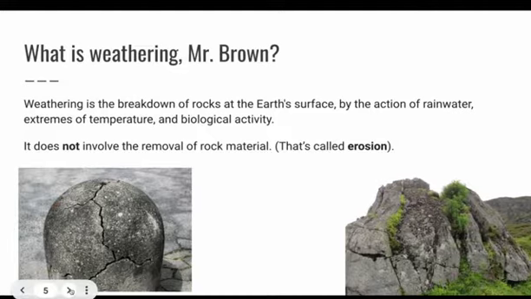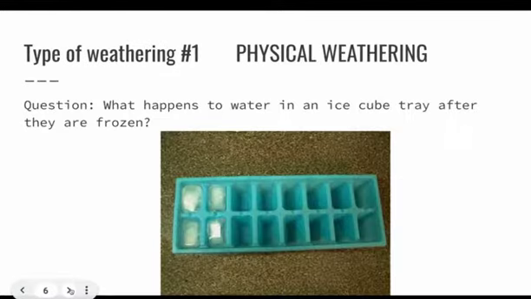It's caused by different things: extremes of temperature, water, biological activity, which we'll talk about in a little bit. But when those little bits get carried away, that's something different. That's called erosion, and that's a lesson for another day. Today we're just talking about how rocks get broken up by nature, not by people, not by someone with a sledgehammer. We're talking about nature breaking down rocks. That's what weathering is.